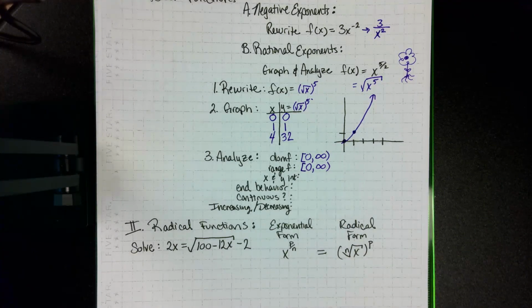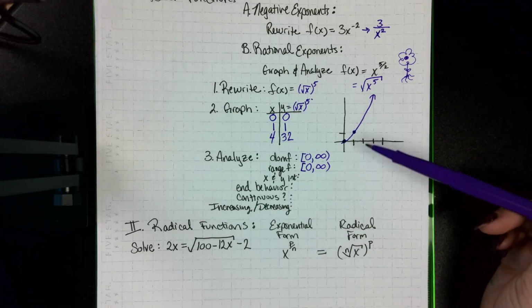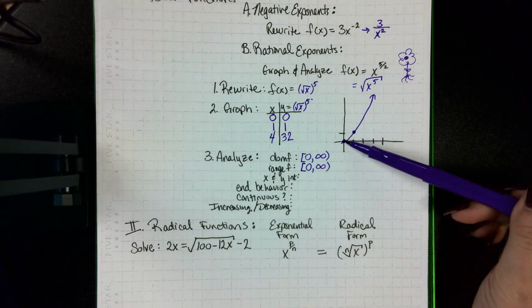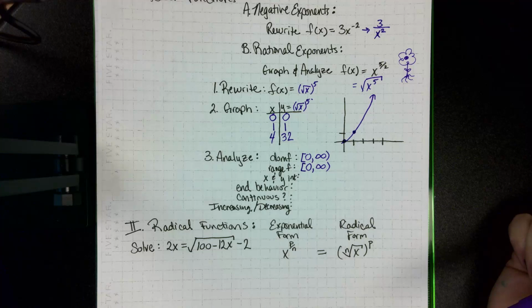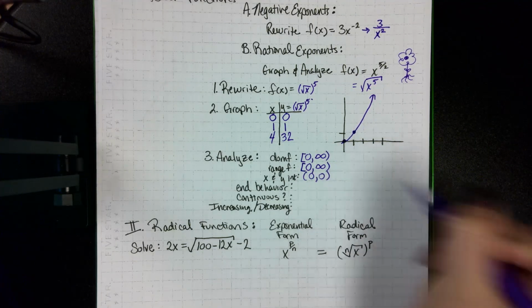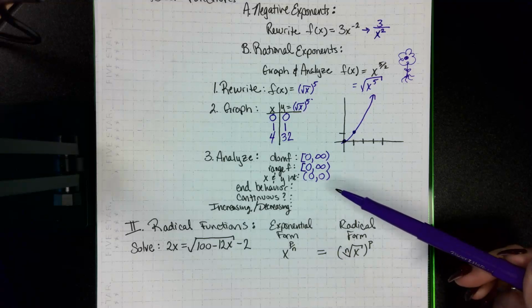I need to list any x- and y-intercepts. If there's more than one, list more than one. Since I have a sketched graph, I can easily tell that the x-intercept is (0, 0). The y-intercept is (0, 0). So that's the only place this graph touches the x- or the y-axis, at (0, 0).